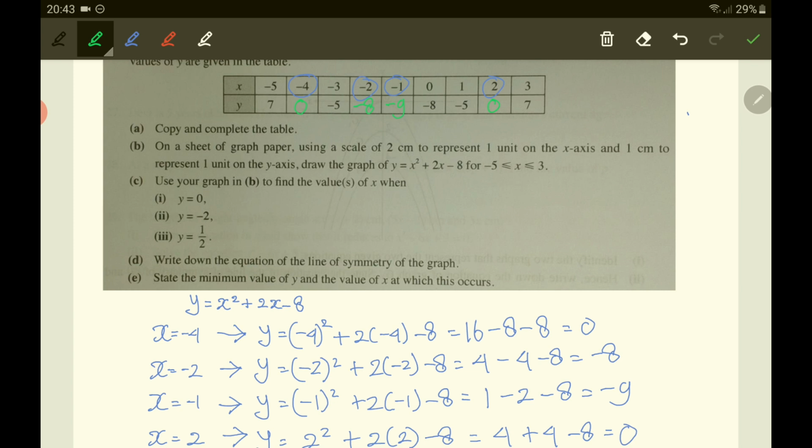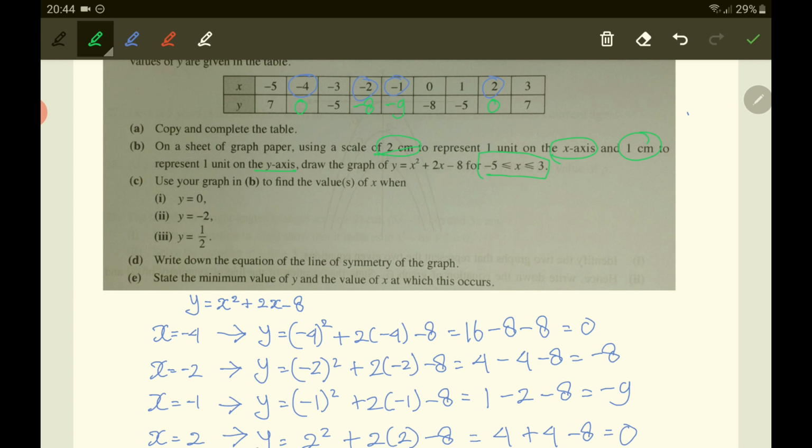So the first part is done, the table is now complete. And then part B: on a sheet of graph paper, using a scale of 2 centimeters to represent 1 unit on the x-axis, and 1 centimeter to represent 1 unit on the y-axis, we are going to plot the graph of y equal to x squared plus 2x minus 8, for x from minus 5 to 3.